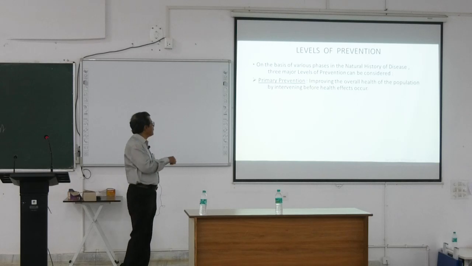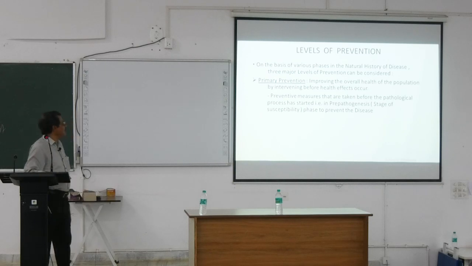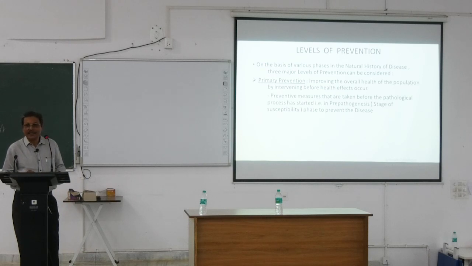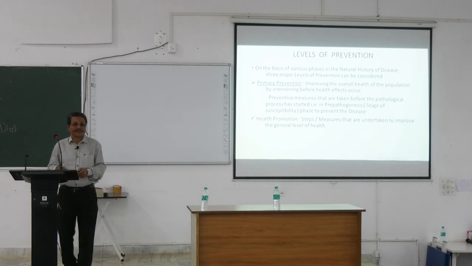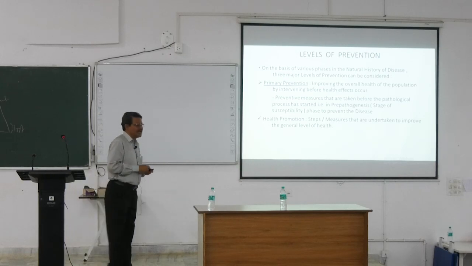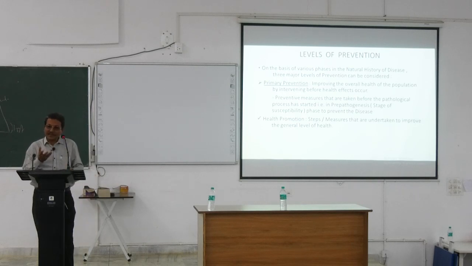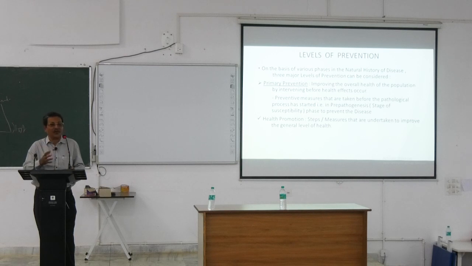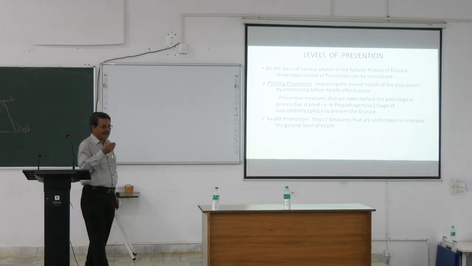Examples, how do we do it? Primary prevention is action taken before the pathological process has started. That means you will prevent disease before the pathological process. So how can you do it? You can do it by health promotion. Health promotion means steps that are undertaken to improve general development. Everybody, the whole of medical science, can take action so that we will have health promotion.